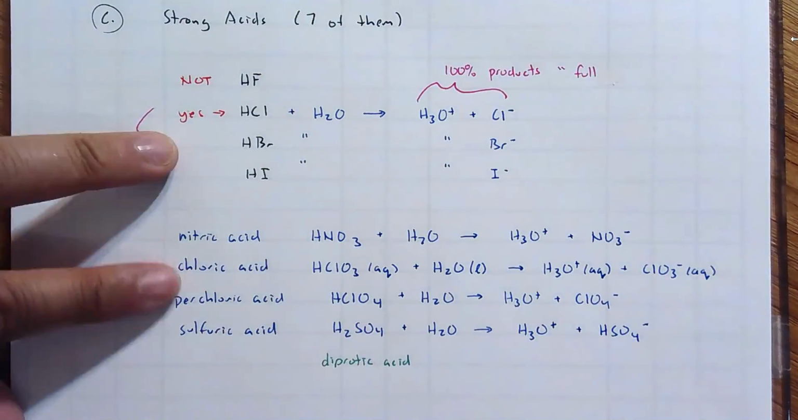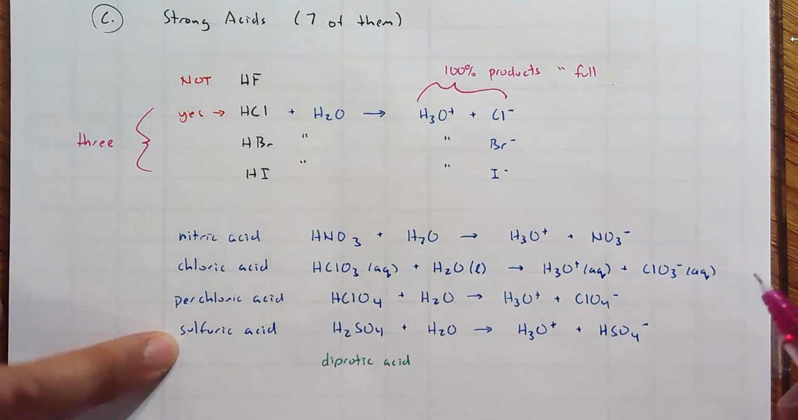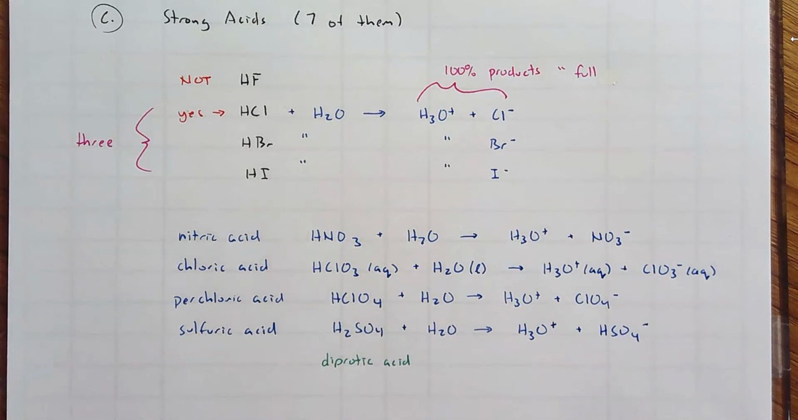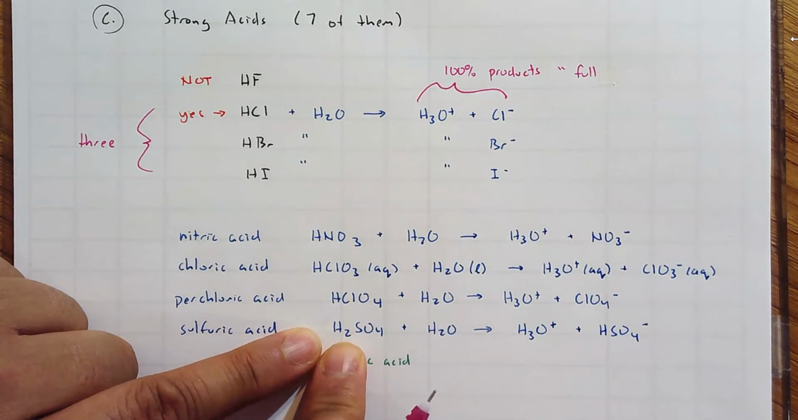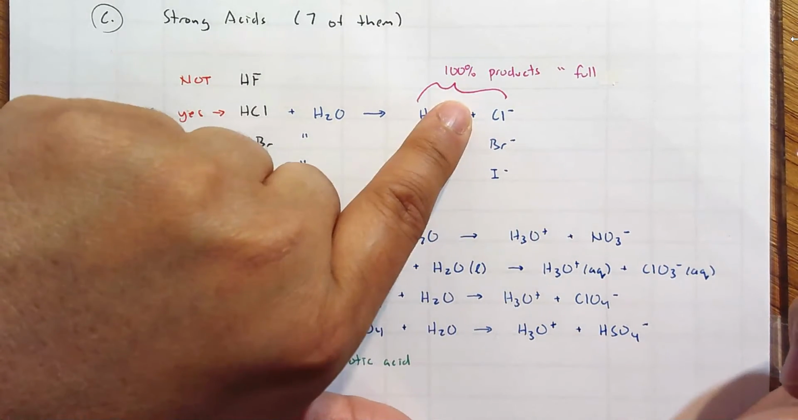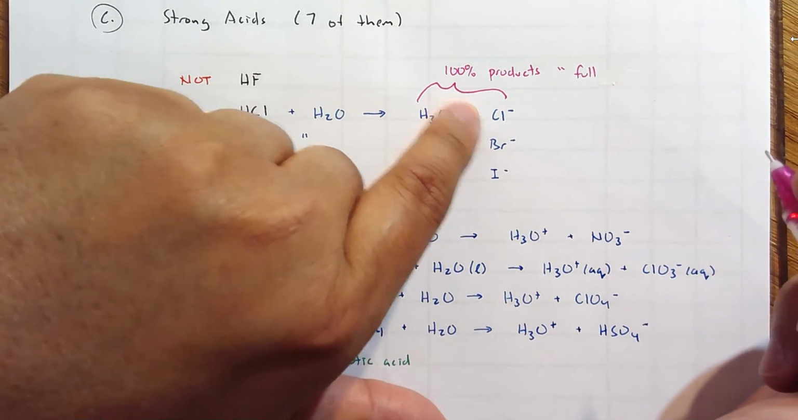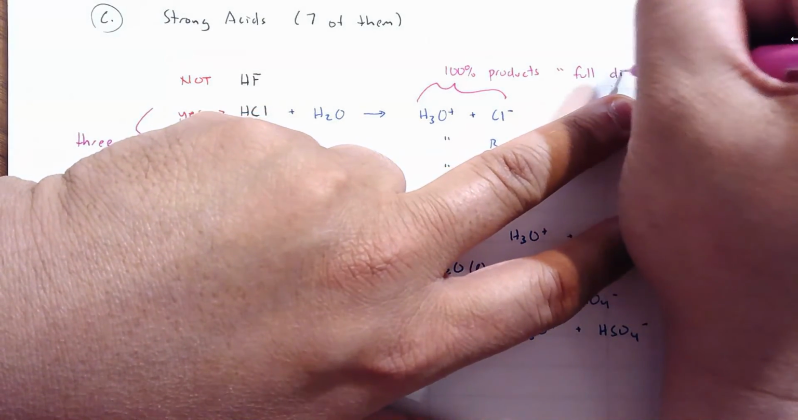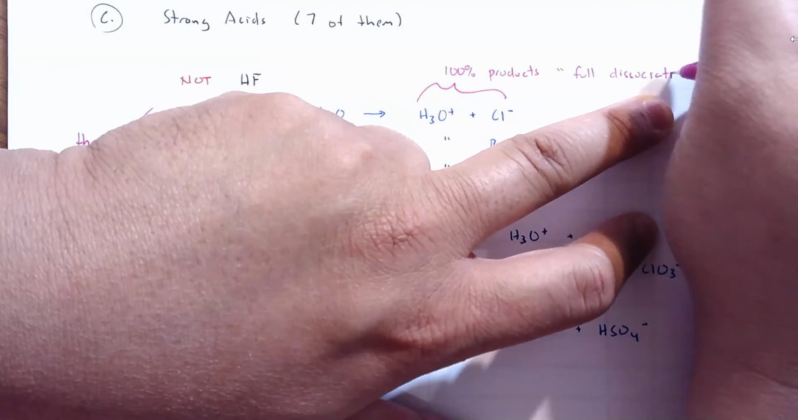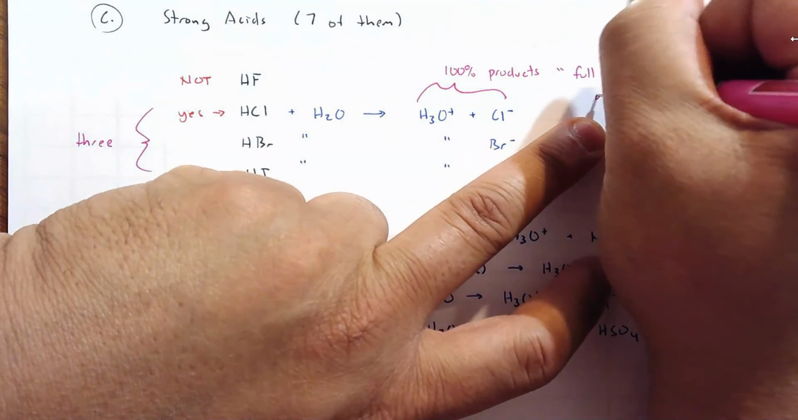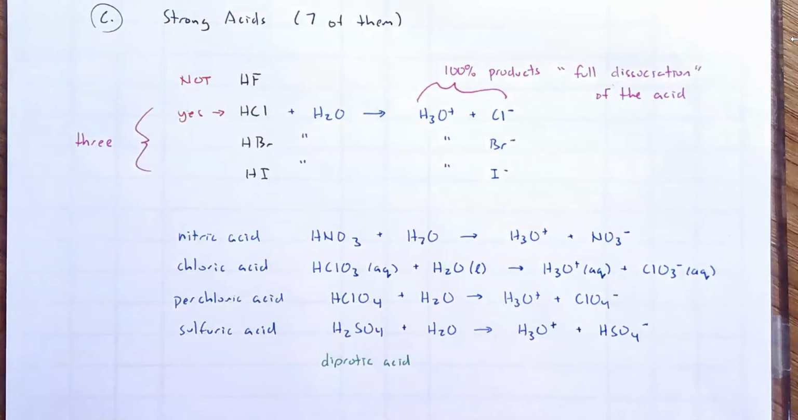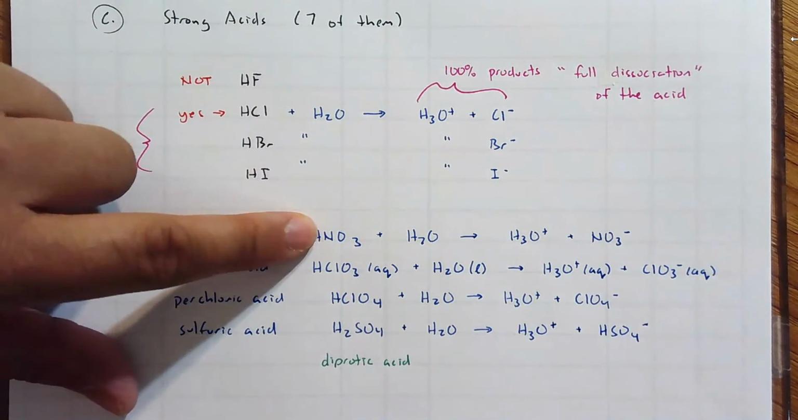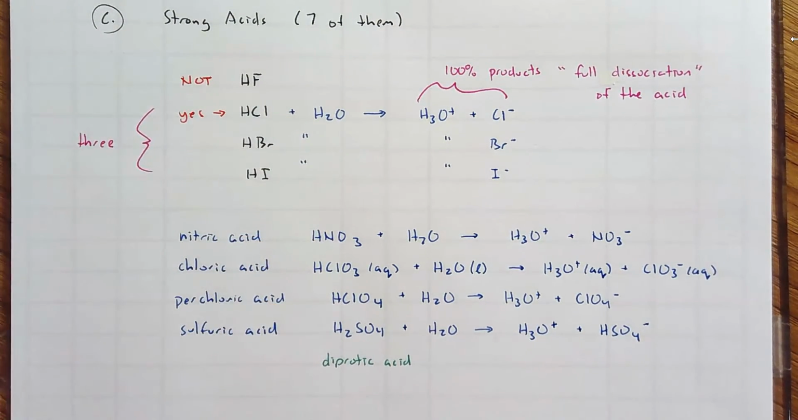These are all monoprotic acids except for the last one. All right, so this H2SO4 is not totally dissociating to give us 2 moles of protons, but it's still considered a strong acid because it's 100% giving up its first proton. But let me just write the definition up here. 100% products, you get full dissociation, full separation, in other words, of the acid. HCl, HBr, HI, nitric acid, chloric acid, perchloric, and sulfuric acid.